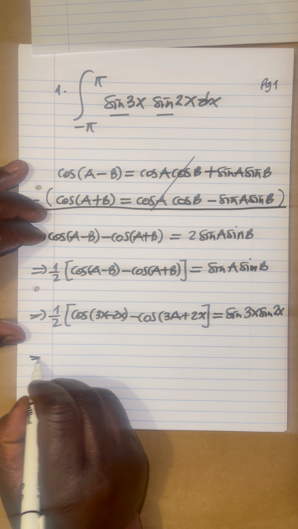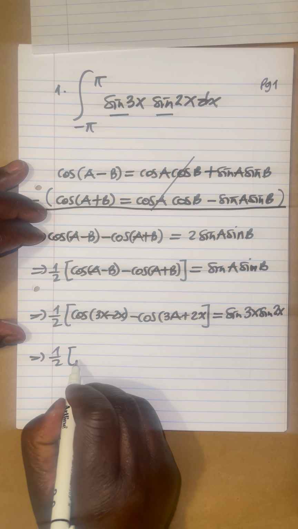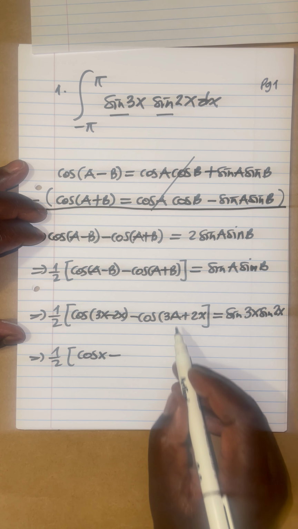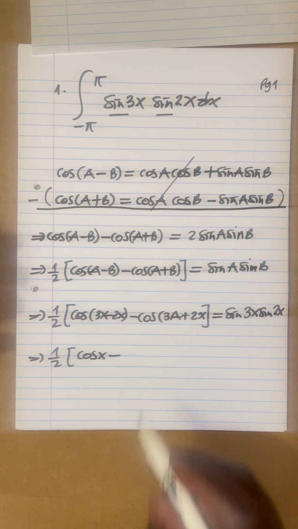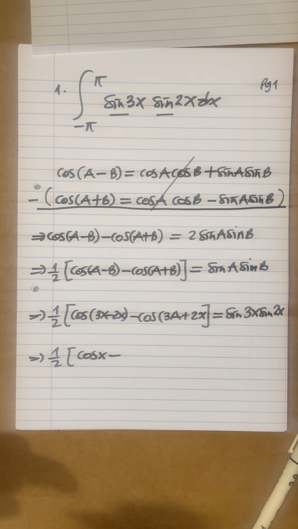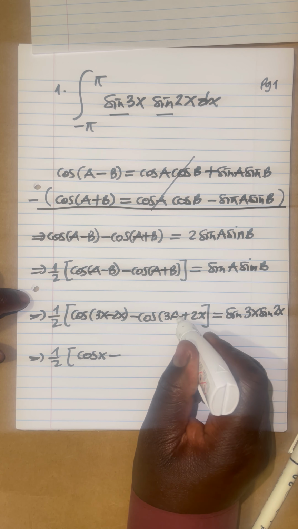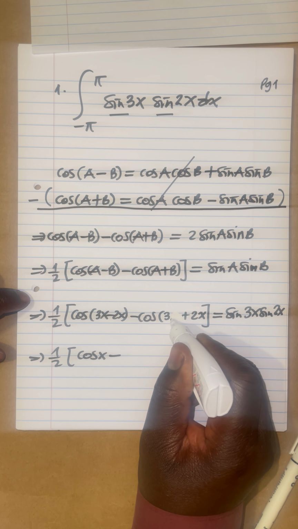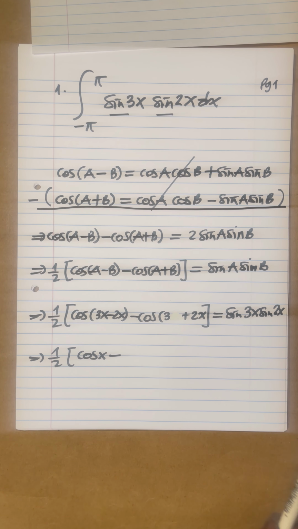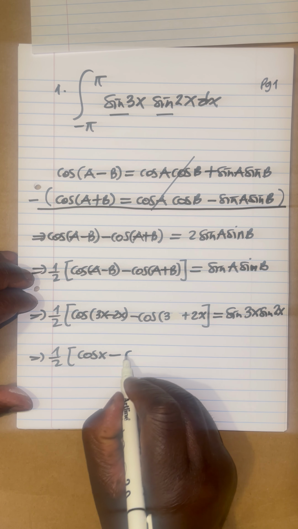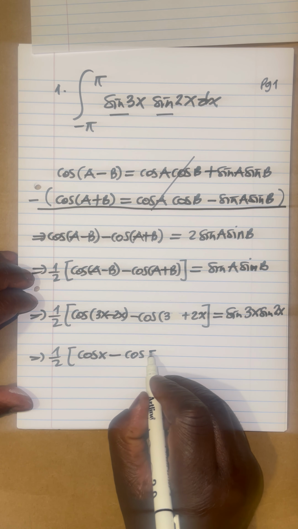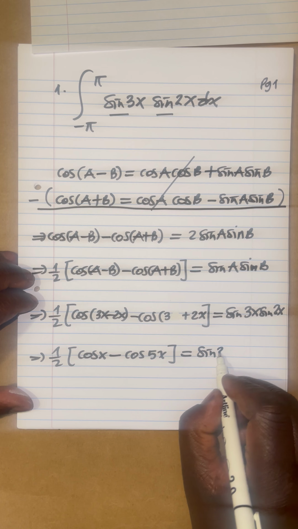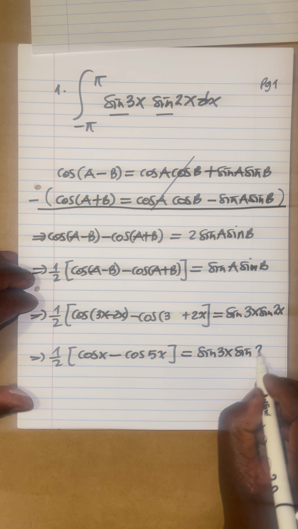Let's simplify the left-hand side. So this is going to be 1 over 2, cosine of, I had a here instead of 3x, let me change that. Remember, where there's an A, you put 3x. My hand misbehaved there. We must get rid of that and replace it with x. I'll come and fix that, but let's carry on. So this will be minus cosine of 3x plus 2x, which is 5x. This is equal to sine of 3x sine of 2x.